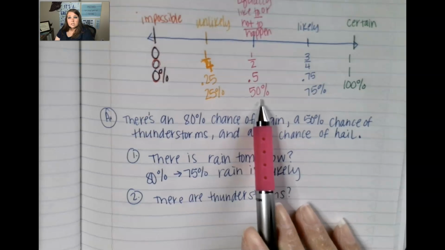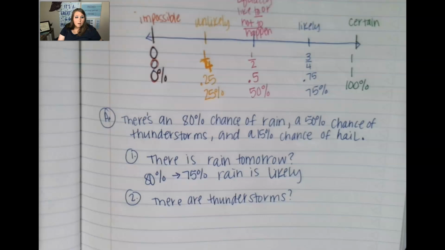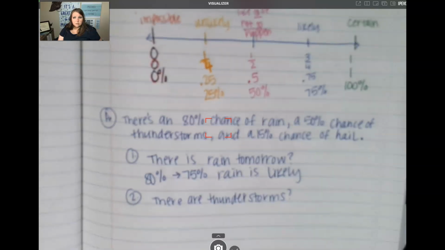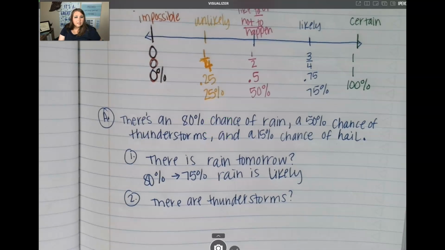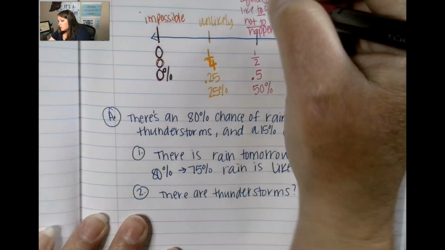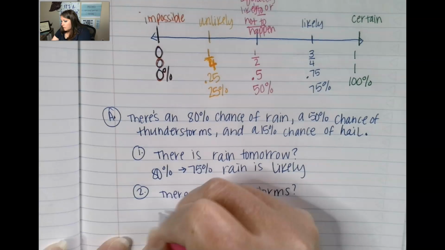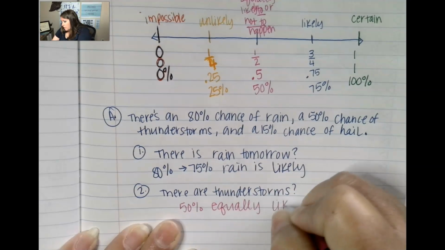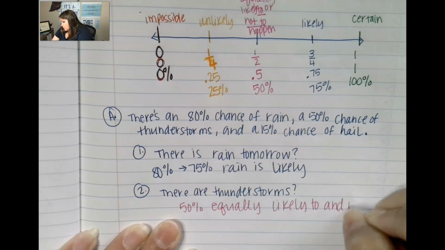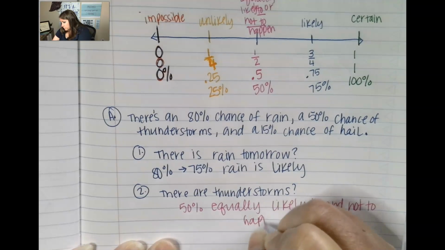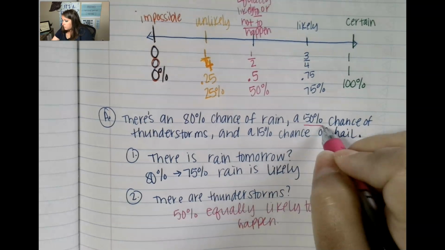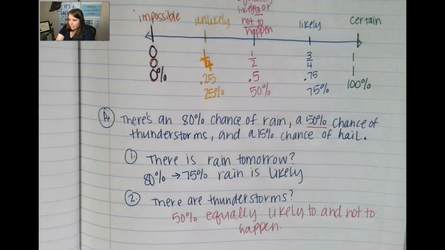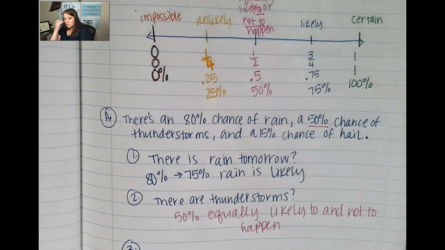So 50% chance means that it is equally likely to happen or not likely to happen. I feel like this is kind of blurry today. Let's see if we can sharpen this up. There we go. Okay, so it's likely to happen, but it's also unlikely to happen. So equally likely to and not to happen. Because it's 50% right here, 50% chance of thunderstorms. Okay, and then our very last question says what's the probability of there being hail tomorrow? Hail.